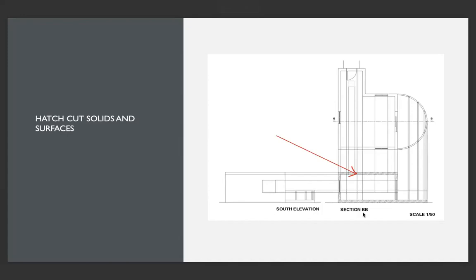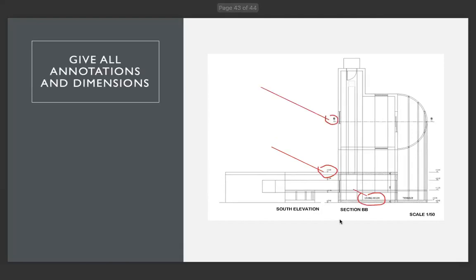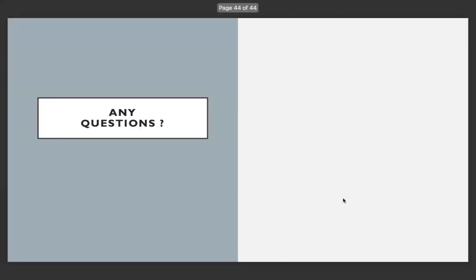And we start to hatch the surfaces, the walls that we cut, which is a huge help to understand exactly where the section is. We give all the annotations and dimensions, like the names, the heights, the surface names, maybe the materials, the interior dimensions. That's all. And of course, then we trim and clean all the unnecessary lines.